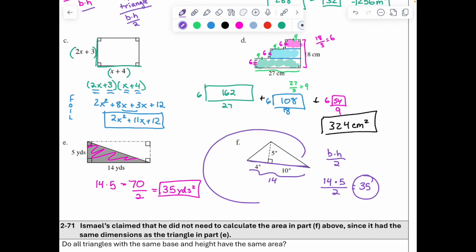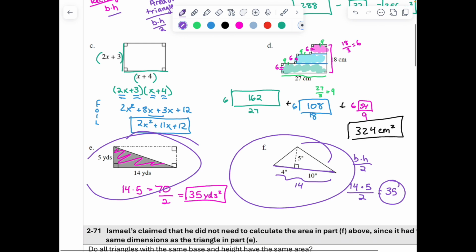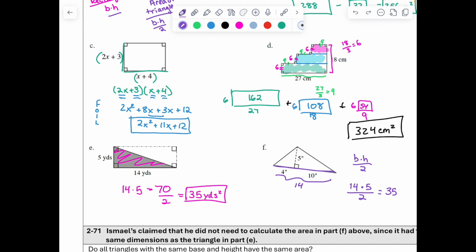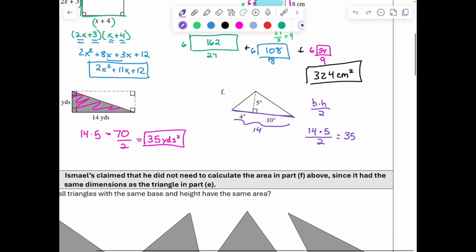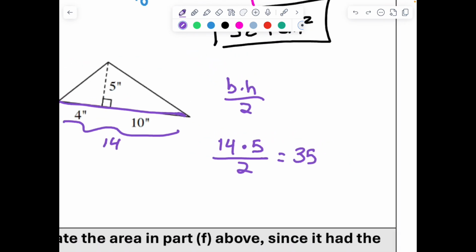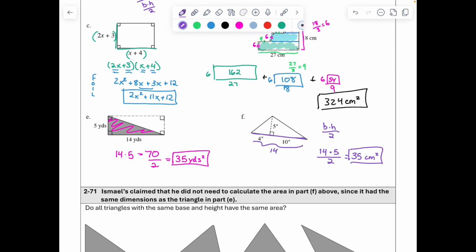Now notice that we got the same answer for this triangle as this triangle, and even though they look a little different, they actually both have the same base of 14 and the same height of 5. So even if the triangles look different, as long as they have the same base and height, they will have the same area. So 35, I think this is centimeters. I always forget which one is the single hash and the double hash.